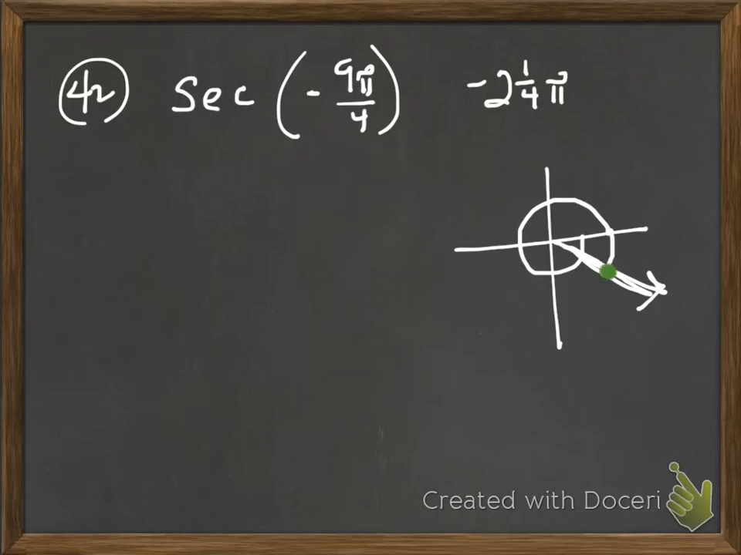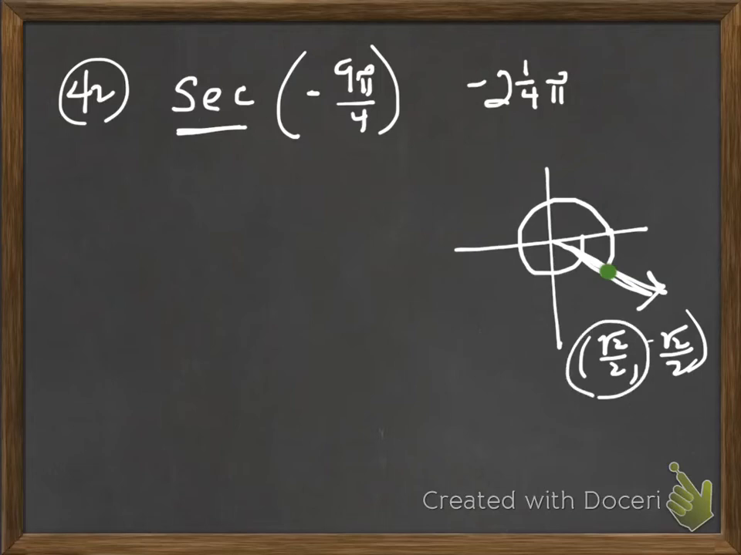It's at 45 degrees, even though my angle's not perfect there. So that point would have an x-coordinate of square root of 2 over 2 and a y-coordinate of negative square root of 2 over 2. And we are doing secant. Secant is the reciprocal of cosine, and cosine is x.